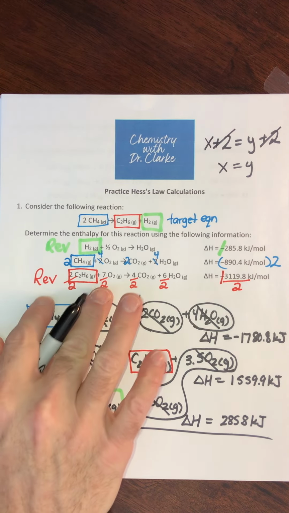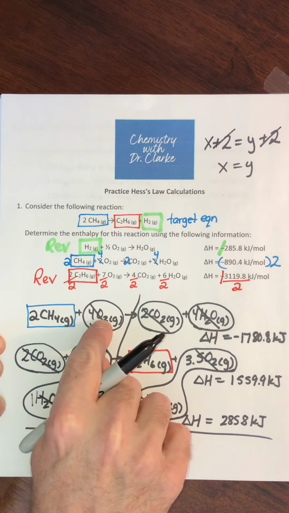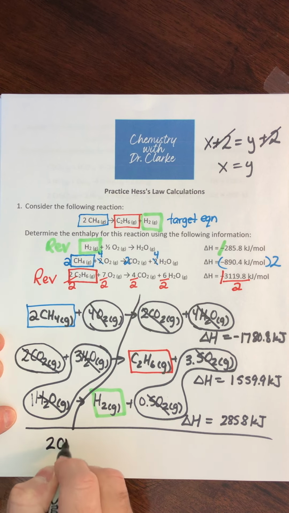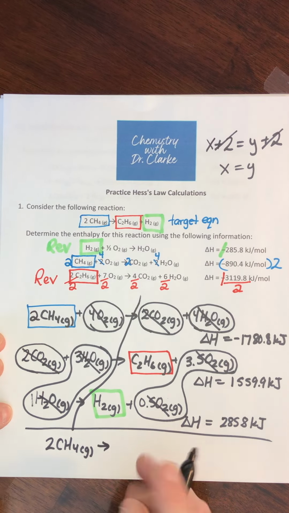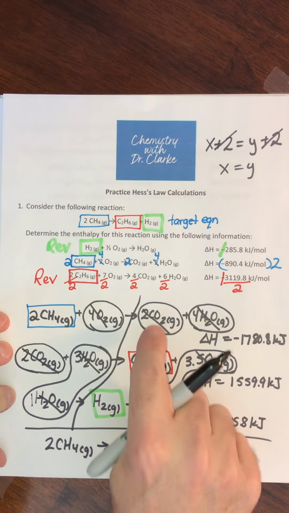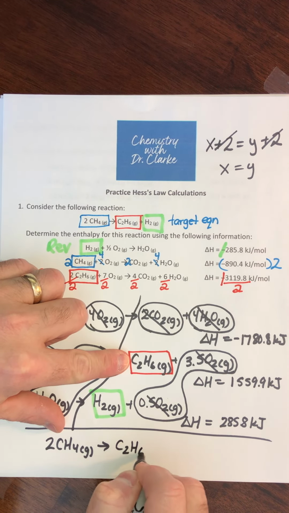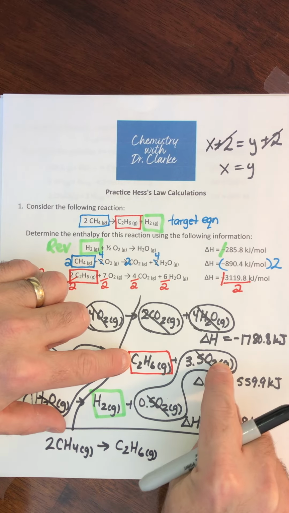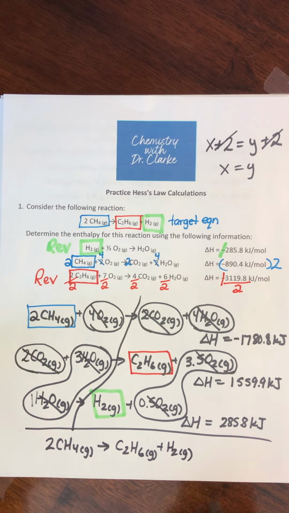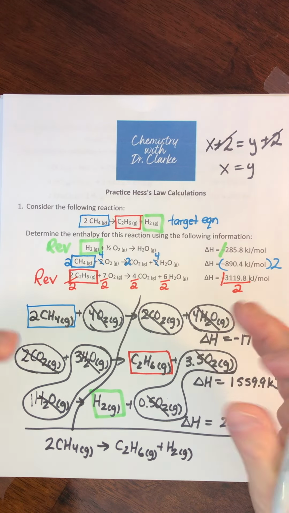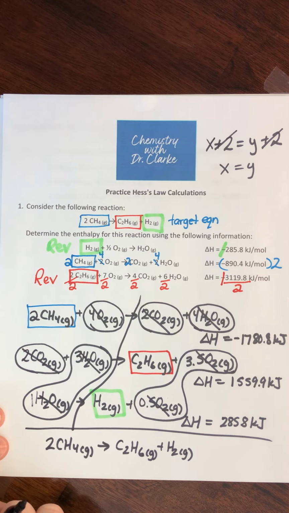So when I add them up, what's the only thing left on the reactant side? Canceled, canceled, canceled, canceled. The only thing I have left is the 2 CH4 gases, which is what I wanted. If you look on the product side, what do you have left? Canceled, canceled. Oh, I have this C2H6 gas. Canceled, canceled, and I have this H2 gas. When I take these 3 equations and add them up, virtually everything cancels out, and the only thing that I'm left with is the pieces that I wanted.